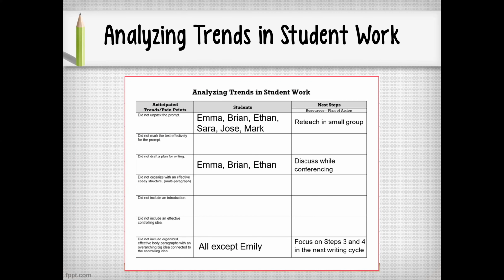So then what I would do is, if I determine that Emma, Brian, Ethan, Sarah, Jose, and Mark didn't unpack the prompt, then I'm going to pull them together in a small group, and we're really going to focus on unpacking. If I notice that only Emma, Brian, and Ethan didn't do a plan, then that's something I'm going to discuss with those three individually while I'm conferencing with them.